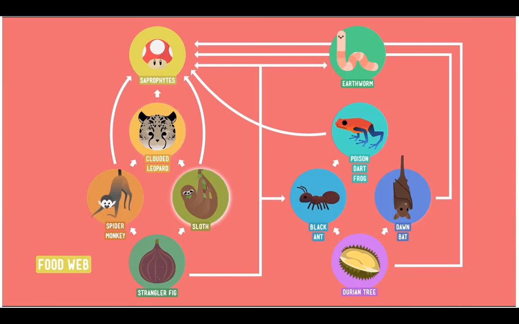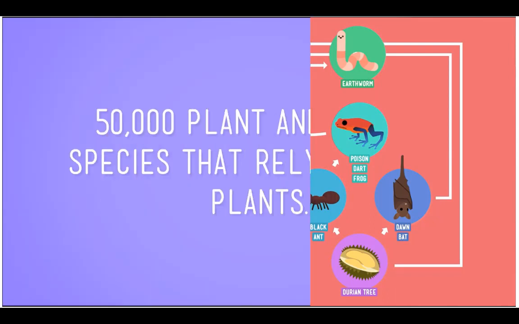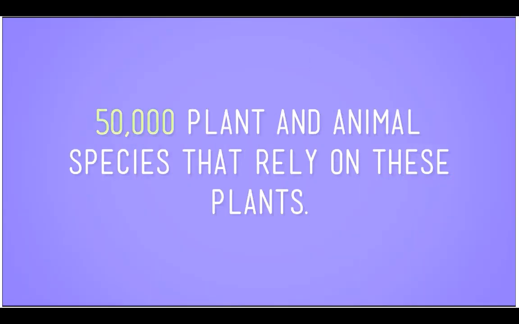Leopards dine on the sloths and spider monkeys, while frogs eat the insects. And of course our decomposers, like fungi and bacteria, break down leftover plant and animal matter. So we're talking around 50,000 plant and animal species that rely on these plants.